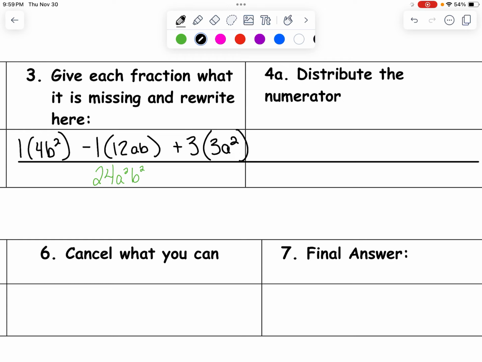All right, tell me a little bit now about distributing those together. Okay, so let's see. We have 4b squared. Some kids try to cancel here. You don't want to do that, not yet. Okay, now what? Minus 12ab plus 9a squared. Does this factor? Okay, and then that's over 24a squared b squared.